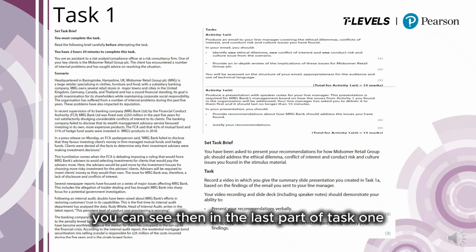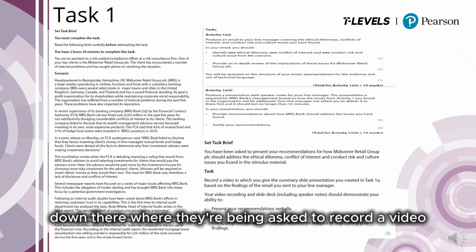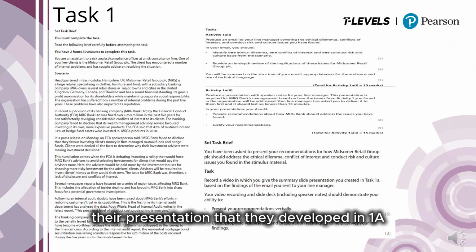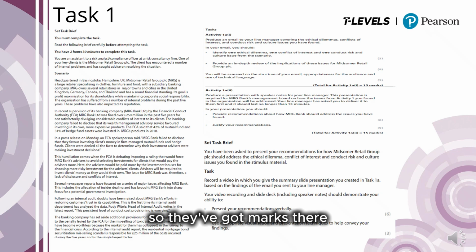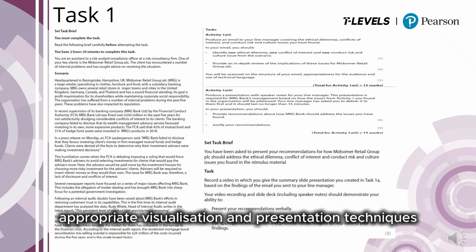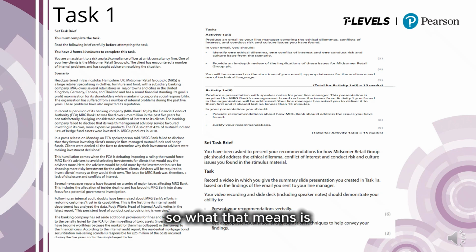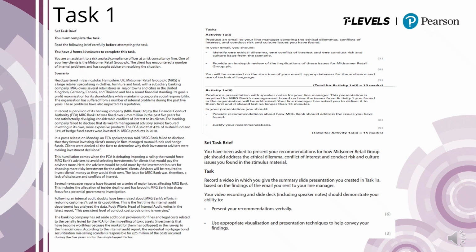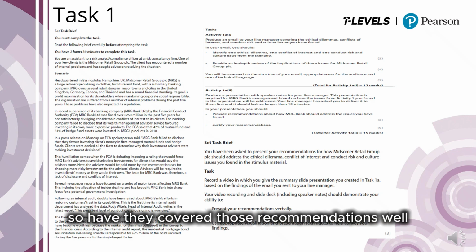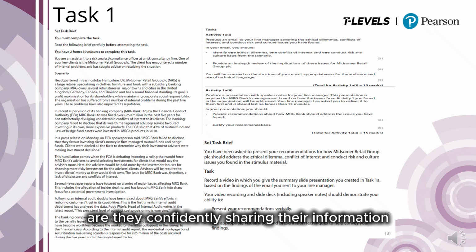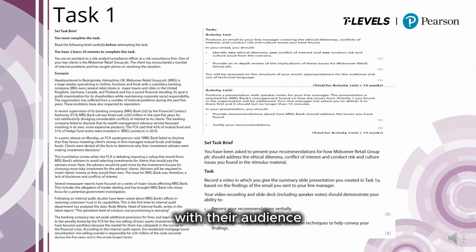You can see then in the last part of task 1 down there, where they're being asked to record a video where they are sharing their presentation that they developed in 1A part 2. So they've got marks available for presenting their recommendations verbally, and then using appropriate visualization and presentation techniques. What that means is they're getting 6 marks for the content they're sharing in their presentation. So have they covered those recommendations well? Have they highlighted the right key points? Are they using the right technical language? Are they confidently sharing their information with their audience?